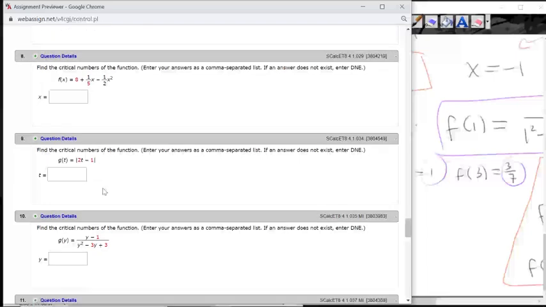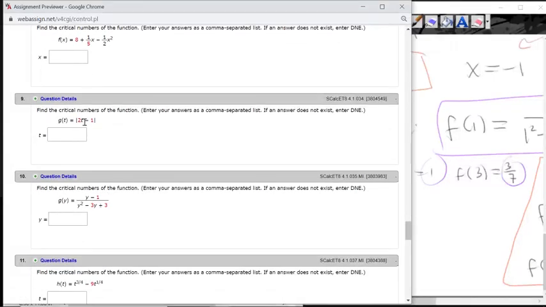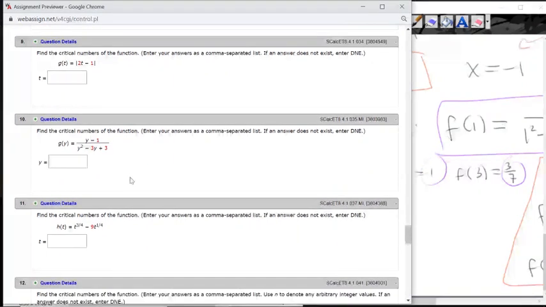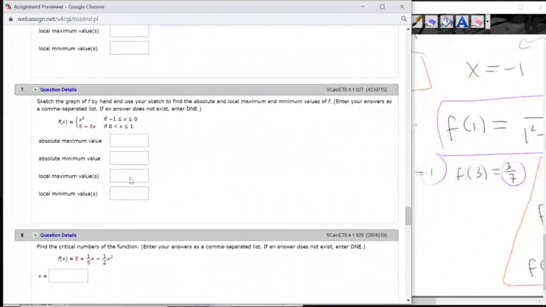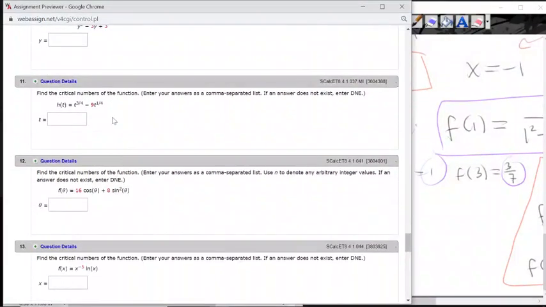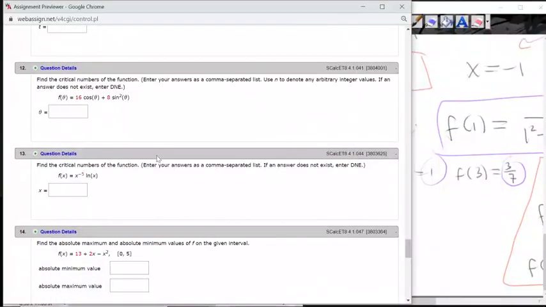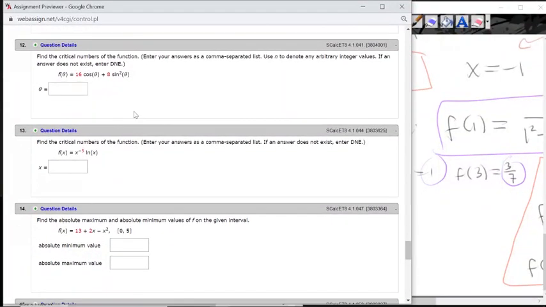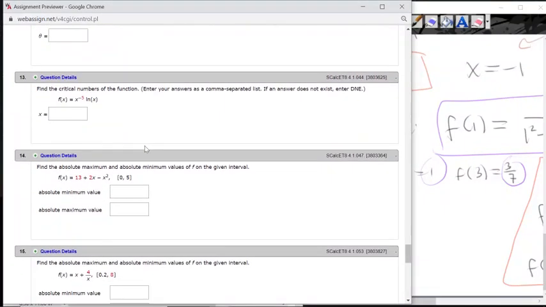Finding critical numbers. Here are some functions. Can you find their critical numbers? Remember how to find the derivative of an absolute value function? Remember how to find the derivative of a piecewise function? That was a hint. Critical numbers, trigonometric functions. You'll have to solve some trigonometric equations. Let me know if you need any help. Office hours.